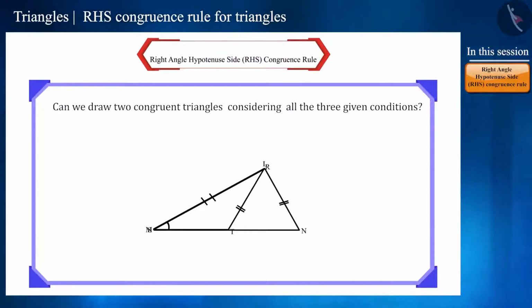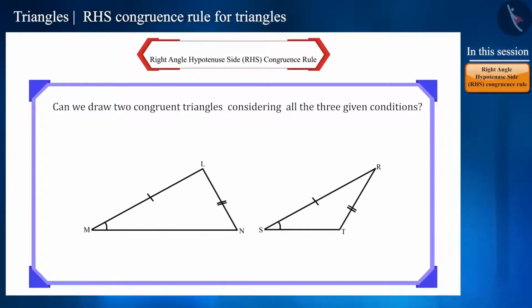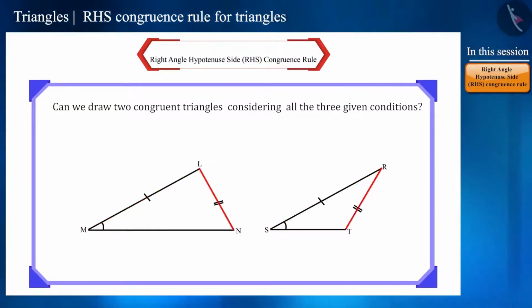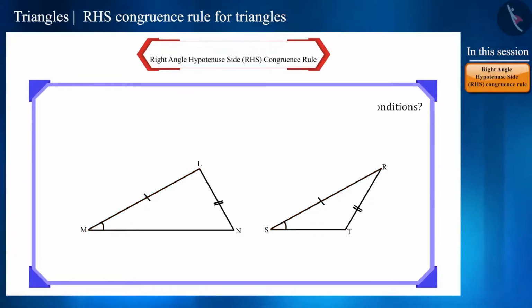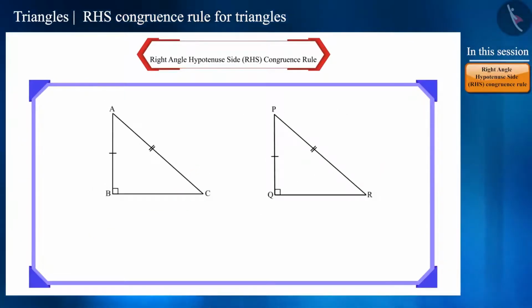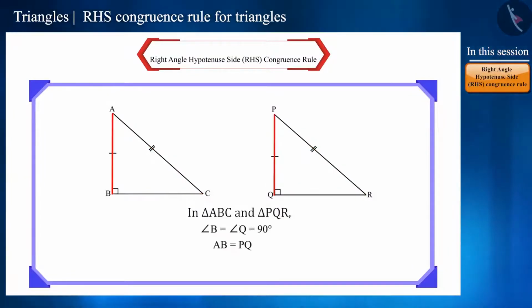Can we draw two congruent triangles considering all the three given conditions, where two sides of the triangles are equal and one angle which is not within these two sides is also equal? You can verify that we can draw two such right-angled triangles easily which satisfy all the three conditions. We can see that in these two triangles, an angle which is a right angle is equal, and one side and the hypotenuse are also equal.